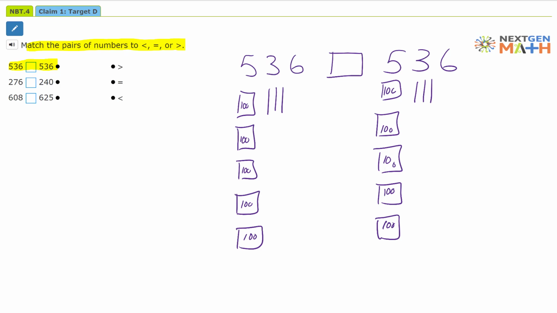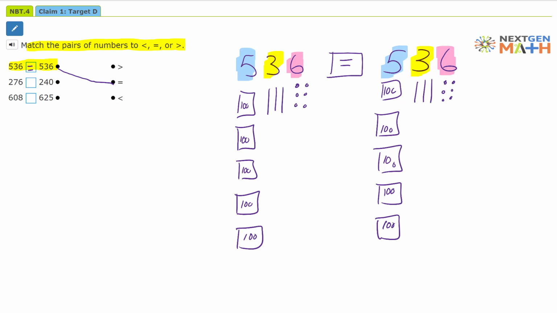They're the same. Now let's look at the ones. We have 6 ones here and 6 ones there. The hundreds are the same. The tens are the same. And the sixes are the same. That means it's the same number, which means that those two numbers are equal. So for A, we're going to draw a line to the equal sign, because that's equal.